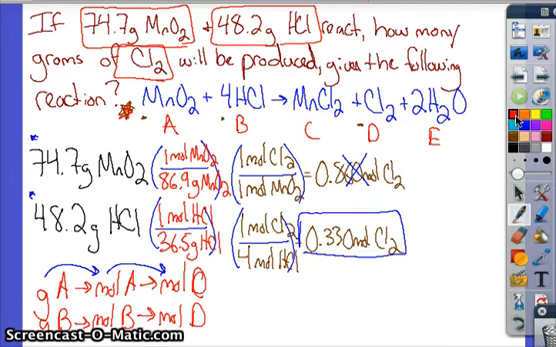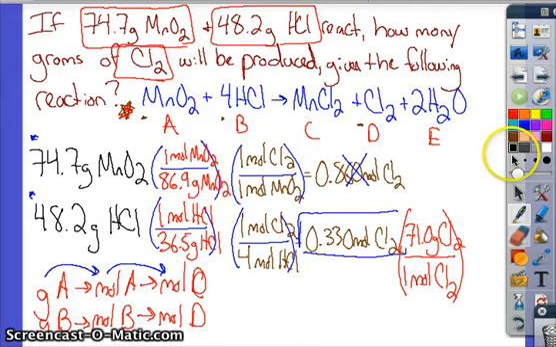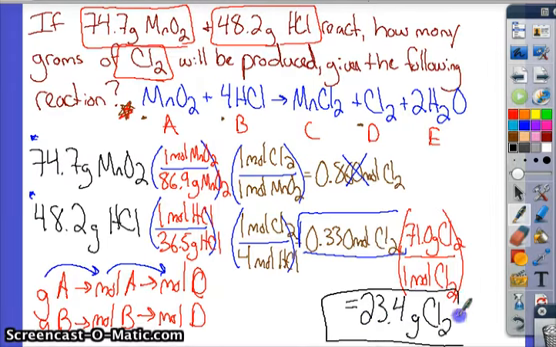Using our limiting reagent, we can determine how much chlorine will be produced. We use the molar mass of chlorine, so 1 mole of Cl2 is equivalent to 71 grams, chlorine, 35.5 times 2 grams of Cl2, and that will be equal to 23.4 grams of chlorine produced in this reaction.